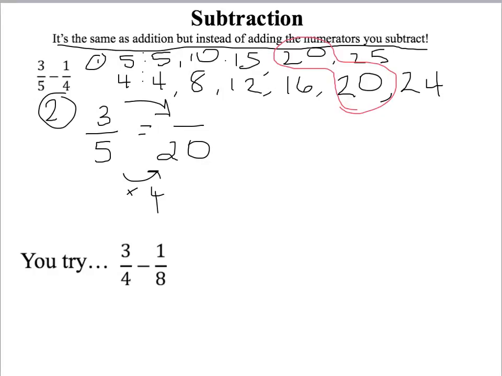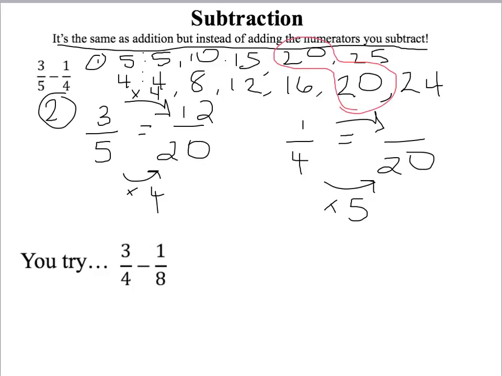Whatever we do to the denominator, we have to do to the numerator. So we multiplied 5 times 4, so we need to multiply 3 times 4. And we get 12. Okay, let's do the same thing for 1/4. We have to make 1/4 so it's something over 20. What times 4 gives 20? 4 times 5 gives 20. Same thing for the numerator, whatever we did to the denominator. 1 times 5 is 5.